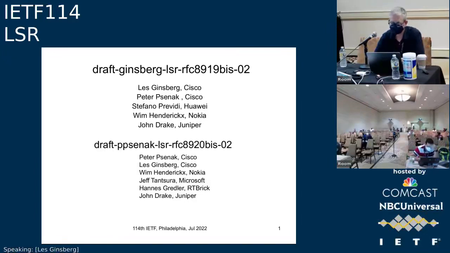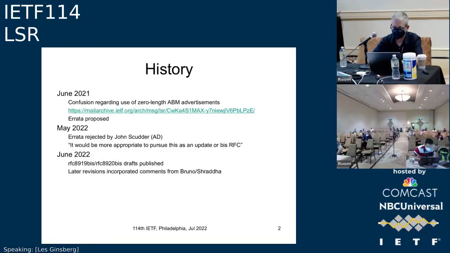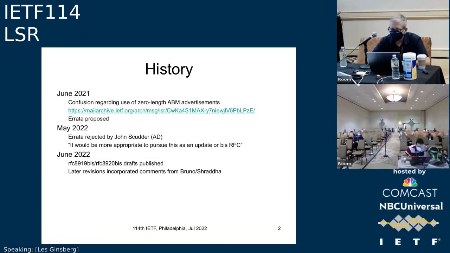Okay. So this is an update on the two BIS drafts for ASLA for IS-IS and OSPF. Here's a bit of history. About a year ago, there was some discussion on the list that there was some confusion regarding the specification of how zero-length ABM advertisements were used. There's a pointer to the thread. The outcome of that discussion was an errata for each of the RFCs. In May, John reviewed the errata and felt that it would be more appropriate to pursue this as a BIS RFC. So we published the BIS drafts in June.